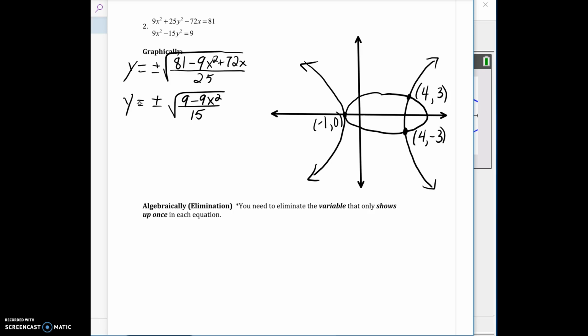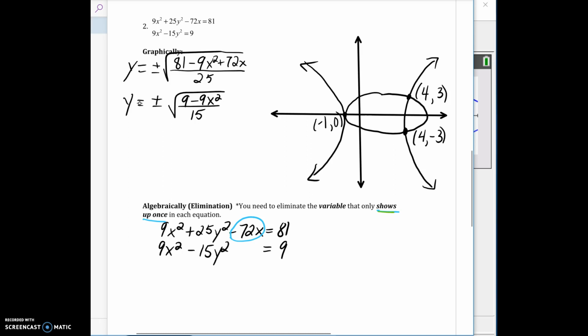Okay, now for algebraically, I'm just going to bring down the two equations the way they are. The annoying thing about this is it looks like eliminating the x squared would be the easiest route, and it definitely would be, except the problem is we have a second value of x. So for this, we actually have to eliminate the y squareds, because you'll notice we have that extra x in there. So you want to eliminate the variable that shows up once. In fact, I probably should underline that in a different color. Put that in green. So these are the variables that show up one time.